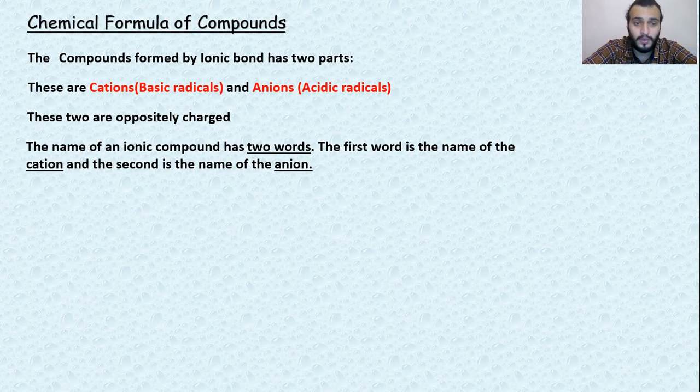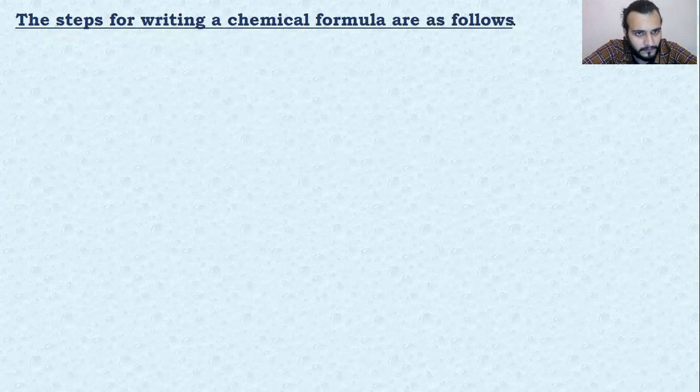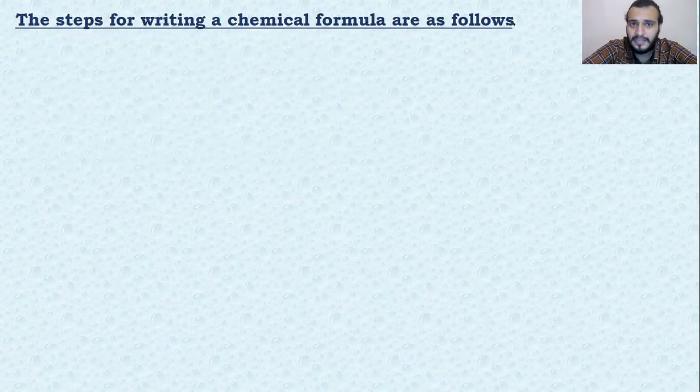But again, to write a chemical formula, there are a few steps which we have to follow. So the steps for writing a chemical formula are as follows.